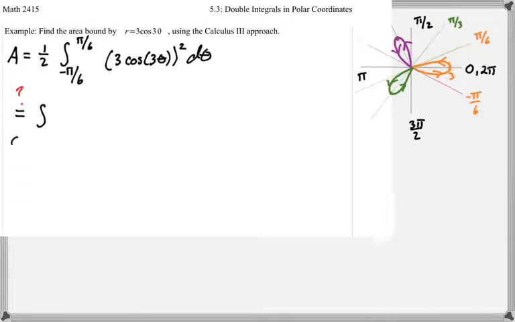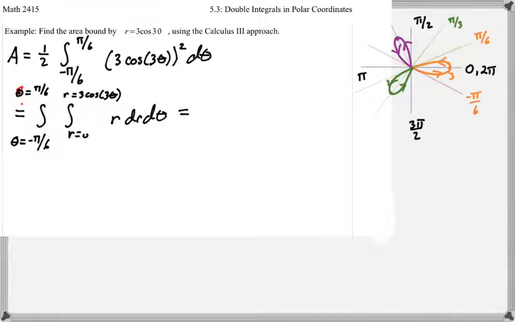And so I'm going to make the claim that this is going to be equal to the integral from theta equals negative pi over 6 to theta equals pi over 6, integral r equals 0 to r equals 3 cosine of 3 theta, r dr d theta. So I'm going to say that this is the same thing.